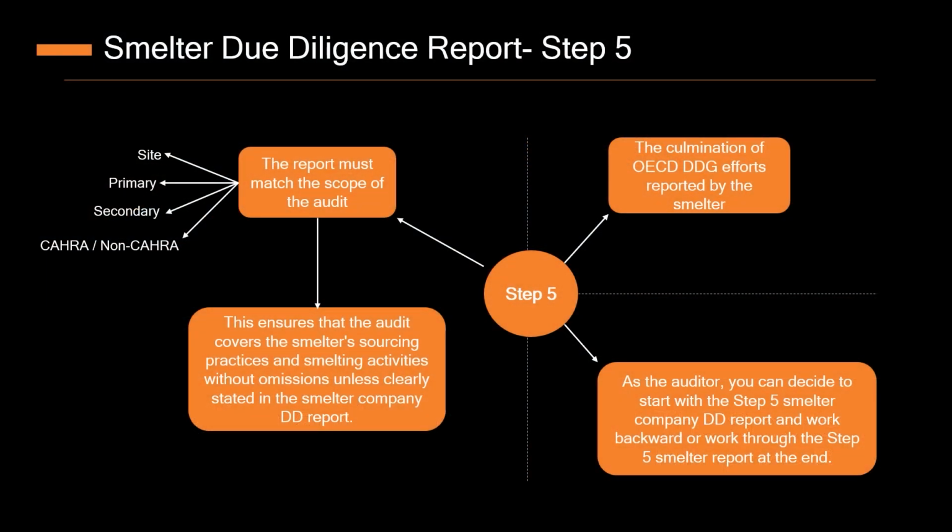Well, it needs to be clear that the smelter's due diligence report, Step 5, should not exclude any mineral sourcing or key activities of the smelter. So the smelter's due diligence report should match the planned scope of the audit. For example, it shouldn't exclude secondary materials entirely, even though secondary materials are applicable to the smelter, or exclude in-country mineral sourcing, for example, or a particular country, or perhaps a couple of months of the first year where the audit is taking place or applies to the year of mineral sourcing.